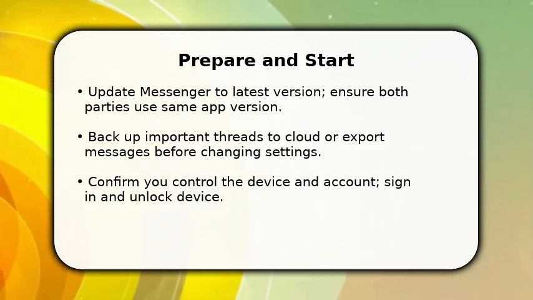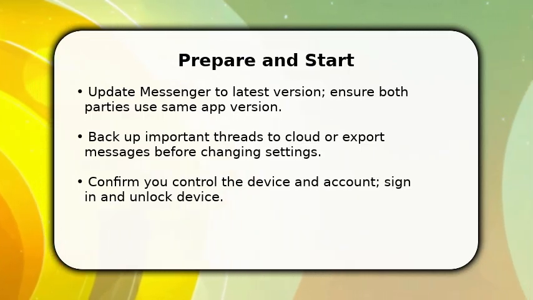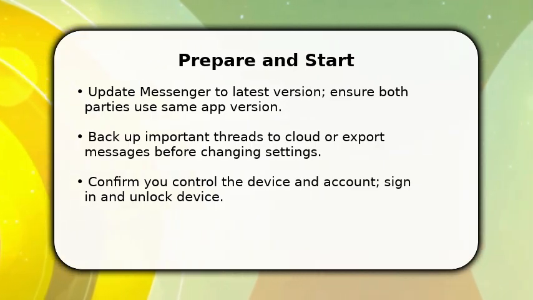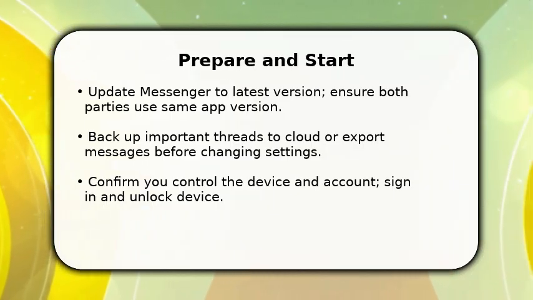Next, open Messenger, tap your profile icon, and head straight to the Privacy or Secret Conversations area. Make sure the person you message knows you will stop using encrypted modes. Coordination avoids confusion when messages stop syncing.